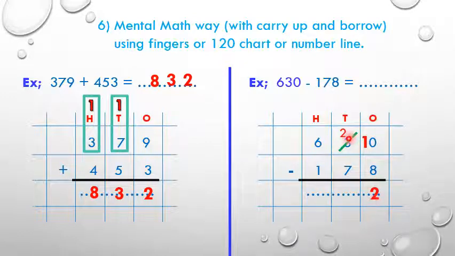Now let's go here in tens place. 2 minus 7. Can I take away 7 from 2? Can you take away 7 from 2?